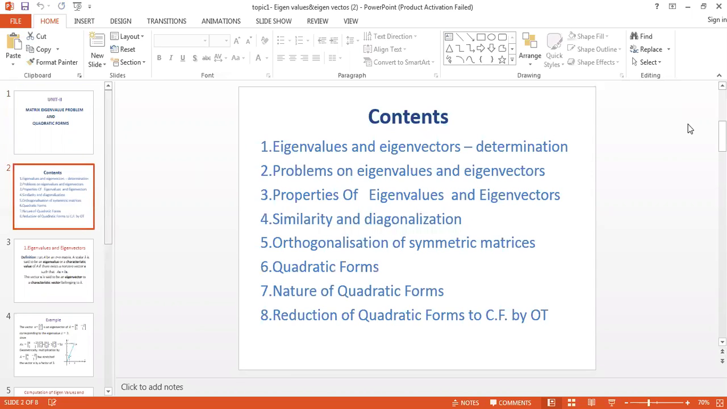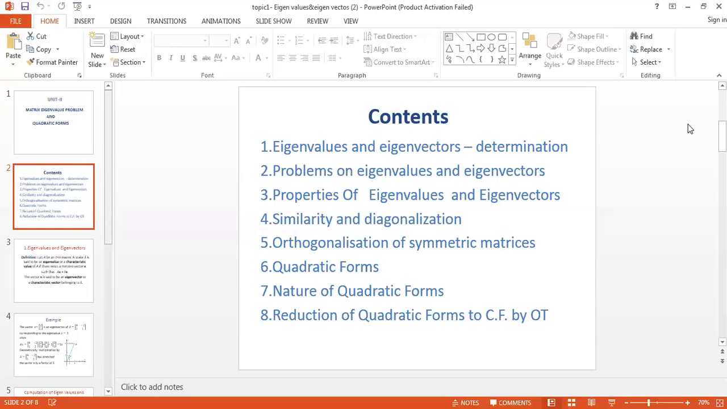Let's see the contents. So first topic is eigenvalues and eigenvectors determination. Second topic is problems on eigenvalues and eigenvectors. Third topic is properties of eigenvalues and eigenvectors. Fourth topic is similarity and diagonalization.